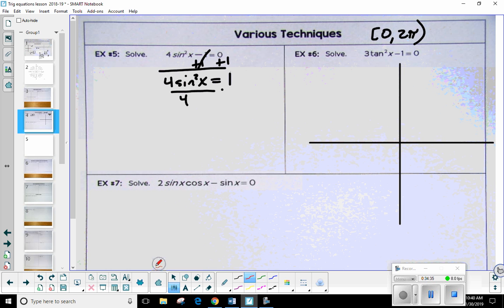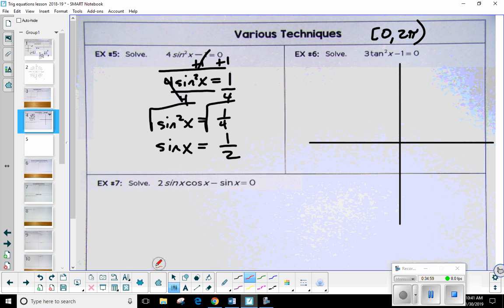Okay, divide through by the 4. When those cancel, sine squared of x is equal to 1/4. Now this one's different. I want sine, not sine squared. So what would I do? There you go. If I had x squared equals and I wanted x, you'd take the square root. So I'm going to do the same thing to both sides. So that would give me sine of x equals what?